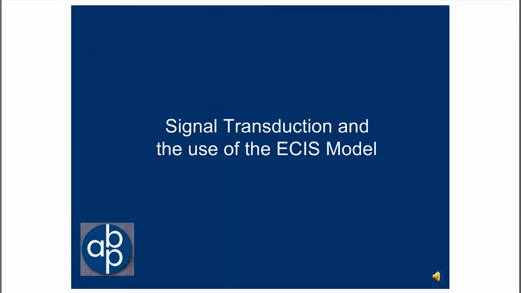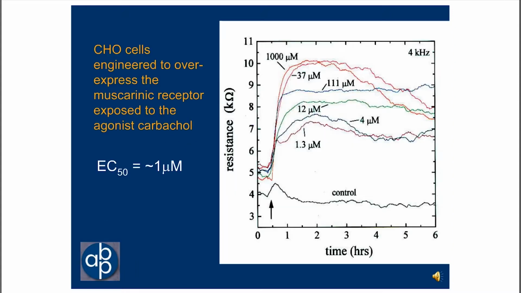Now let's look at signal transduction using the ECIS model. This model is described more thoroughly in one of our presentations dealing with ECIS theory. Here we're going to use Chinese hamster ovary cells that have been engineered to overexpress the muscarinic receptor. The agonist in this case is carbachol.